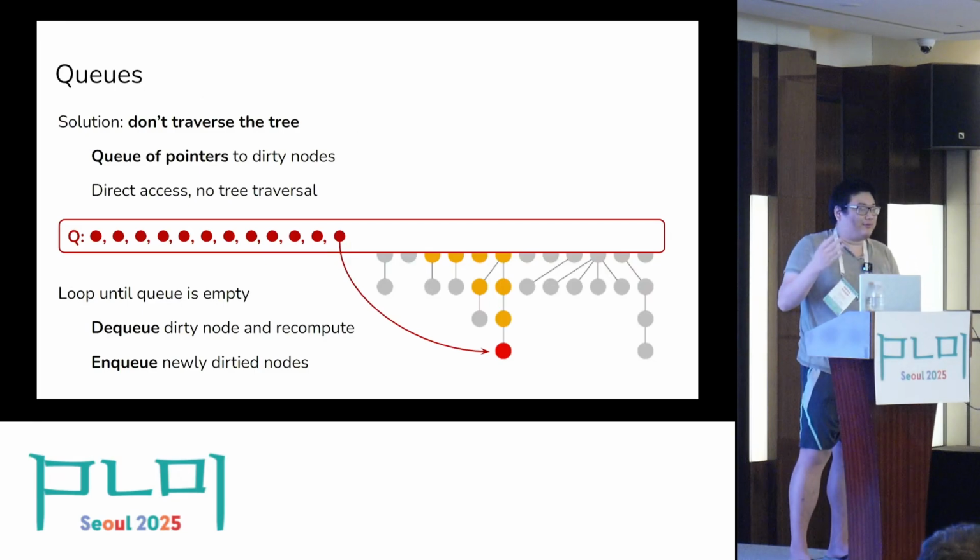So here's our solution. What if we just don't traverse the tree? Instead, we use a queue to store pointers to the nodes that are dirtied. Then we have a similar loop. For each element in the queue, we dequeue it, compute it, and enqueue its dependencies, which are newly dirtied. We execute this loop until the queue is empty. Then nothing more is dirtied, and we are done.